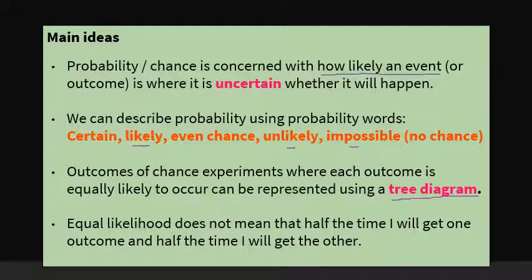And equal likelihood does not mean that half the time I'll get one outcome and half the time I'll get another. So assume I've got two outcomes, red or black. It doesn't mean that if I draw red on that first go, then the next one has to be black. If I keep putting that card back into the deck, I could keep on drawing out red cards, or I could keep on drawing out black cards. That's the way chance goes. There's no pattern necessarily. There's an equal chance of it happening, so each time I could just keep on drawing out a red card.